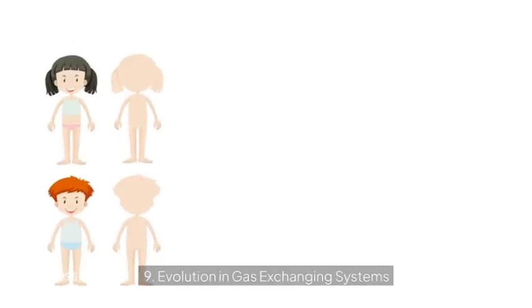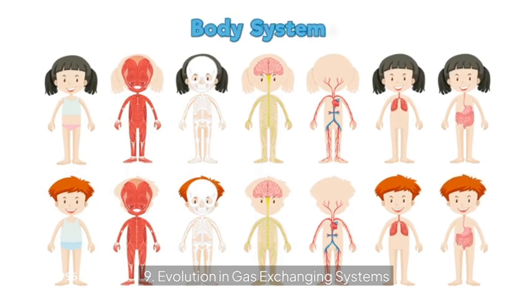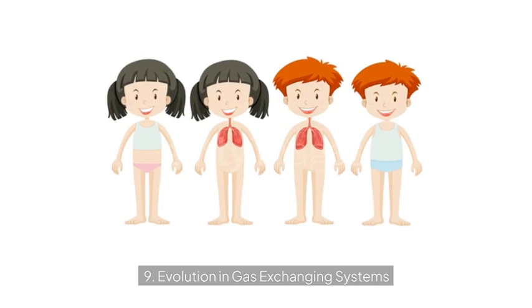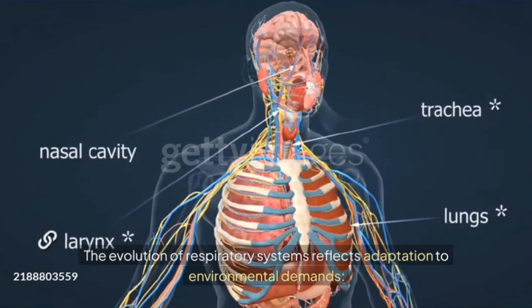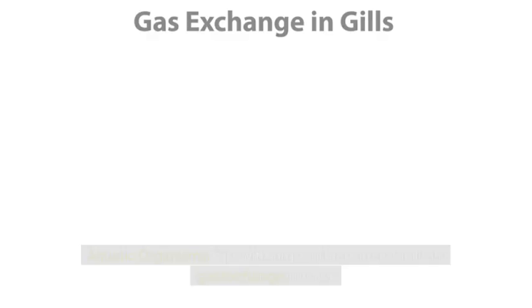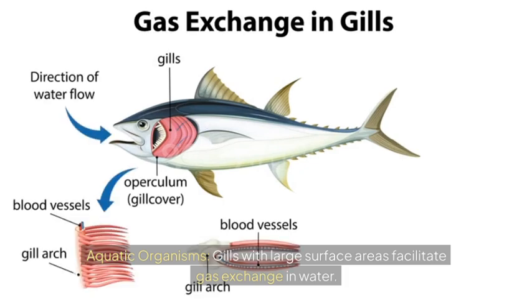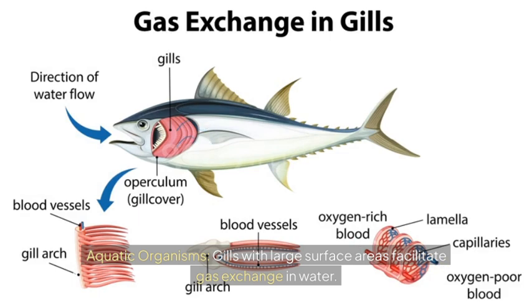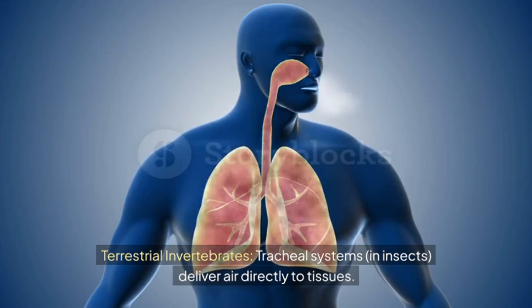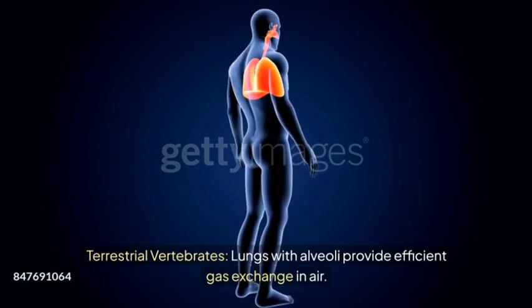9. Evolution in gas-exchanging systems. The evolution of respiratory systems reflects adaptation to environmental demands. Aquatic organisms: gills with large surface areas facilitate gas exchange in water. Terrestrial invertebrates: tracheal systems in insects deliver air directly to tissues. Terrestrial vertebrates: lungs with alveoli provide efficient gas exchange in air.